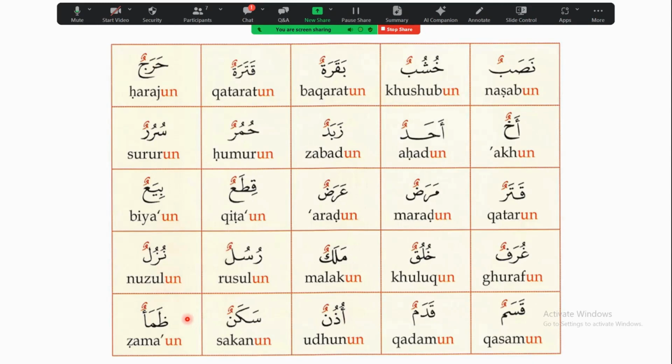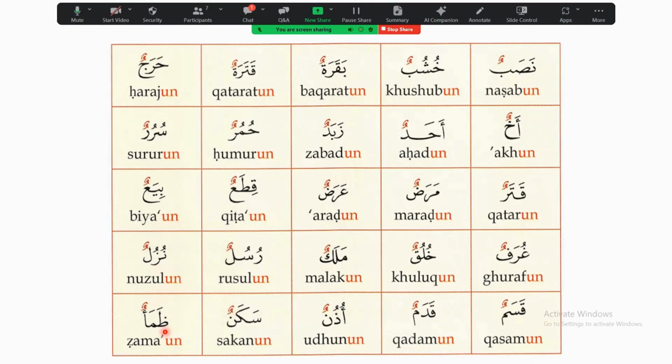ظمأ, ظا. The tip of the tongue touches the tip of your upper teeth and you say dha, and the back part of the tongue is raised for this letter because this is a heavy letter. So we say dhama'un, dhama'un. Okay, so this was just an exercise with the tanween of dhammatain.